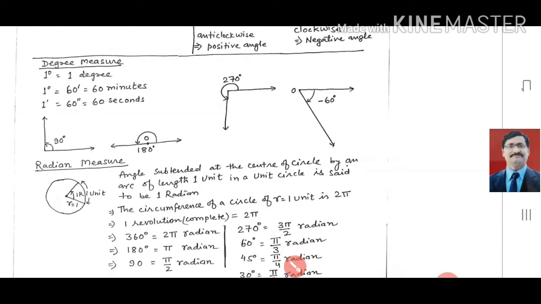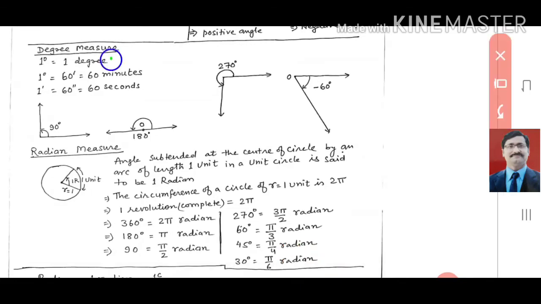Now we will check the degree measures. Degree measure you can check here. 1 degree we write like this, 1 with the degree symbol. Look here, in 1 degree we have 60 minutes. If you want to write it in a simple form, you can write 60 with a dash, meaning 60 minutes. And in 1 minute we have 60 seconds. So you can write 60 with a double dash, or you can write 60 seconds.